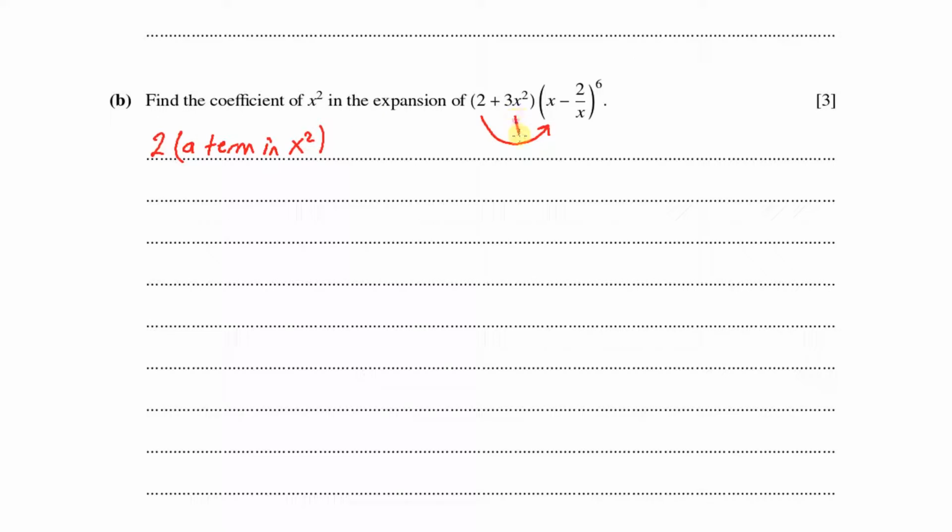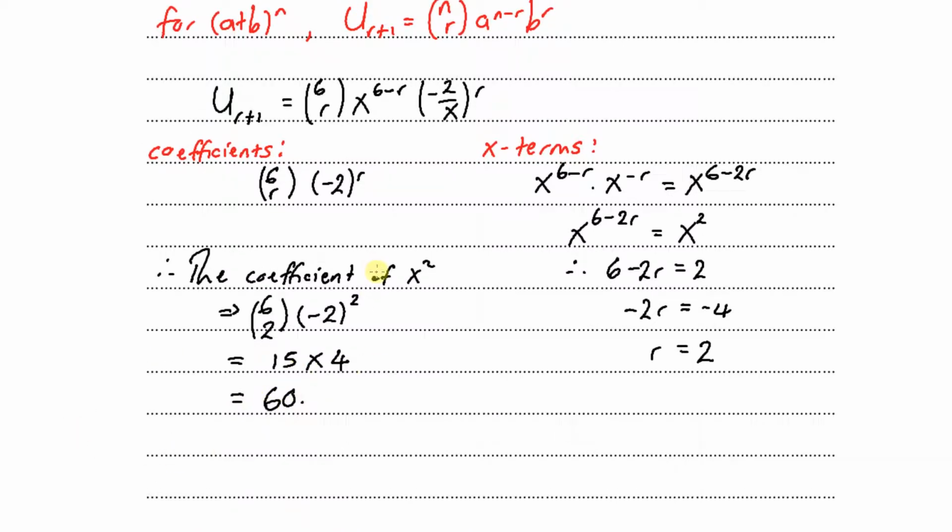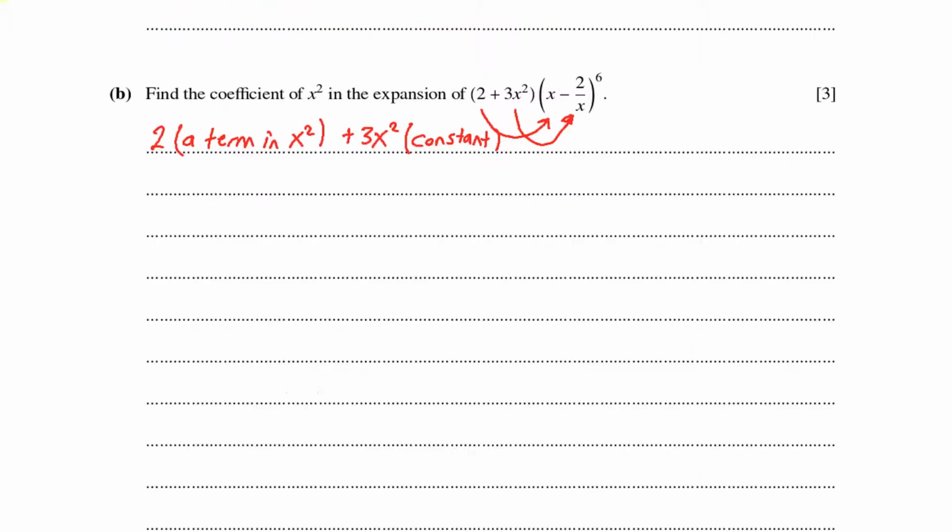And we also know that 3x squared is going to multiply the second bracket, and that's plus 3x squared. And what should 3x squared multiply in the second bracket to get a term in x squared? Since x squared is already here, there has to be a constant term that we should multiply 3x squared with to get a term in x squared. So it's a constant, or a term that is independent of x. We already have a term in x squared in the binomial expansion of (x minus 2 over x) to the power of 6, and we obtained it already as 60. So we've got 60x squared as the term in x squared. So this part we already have.